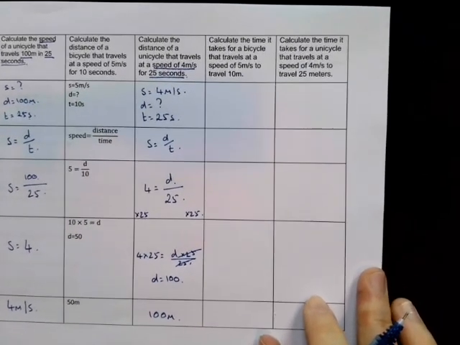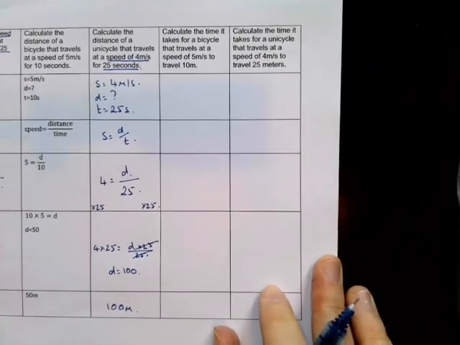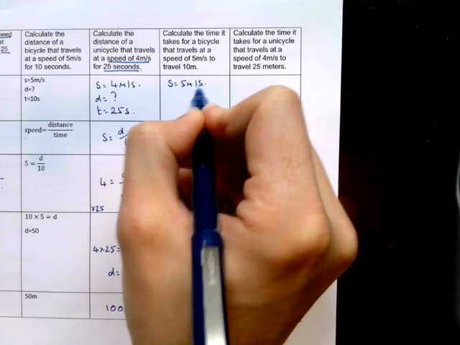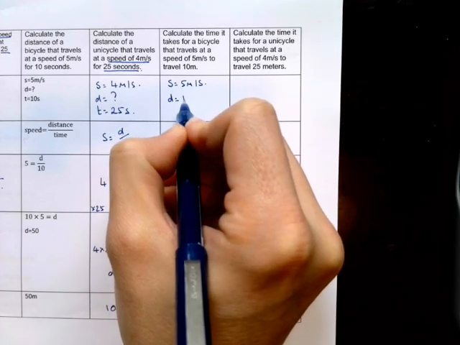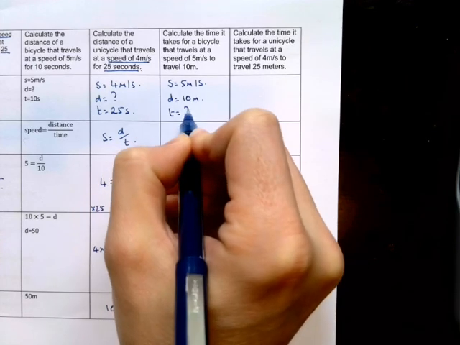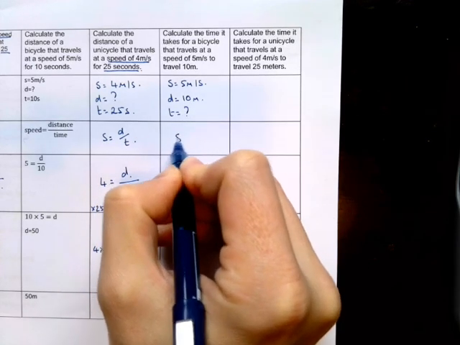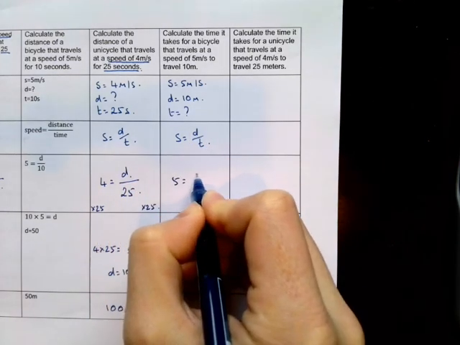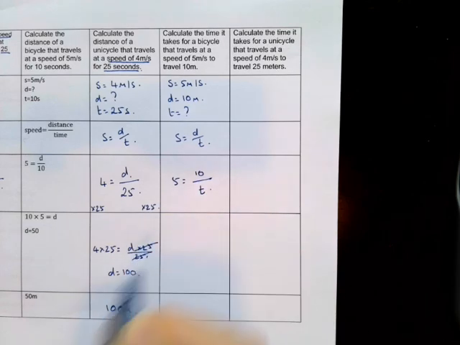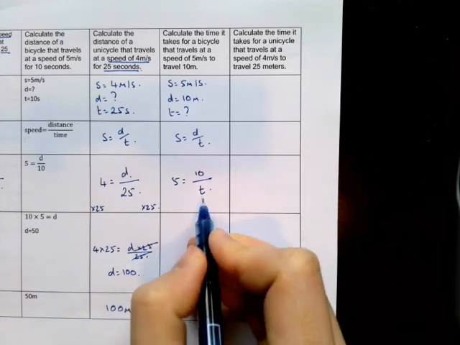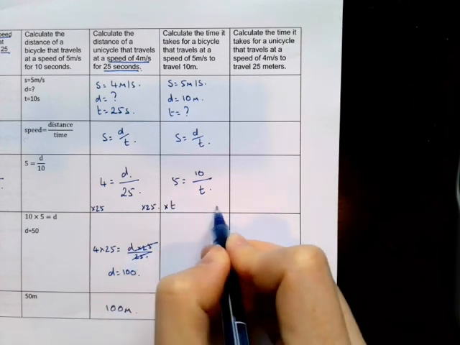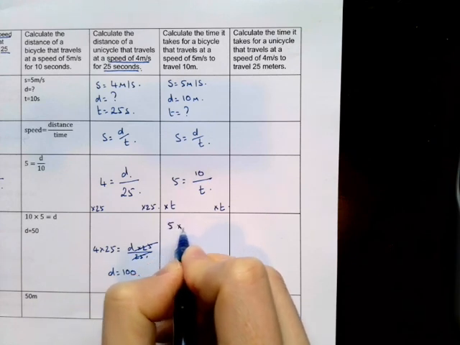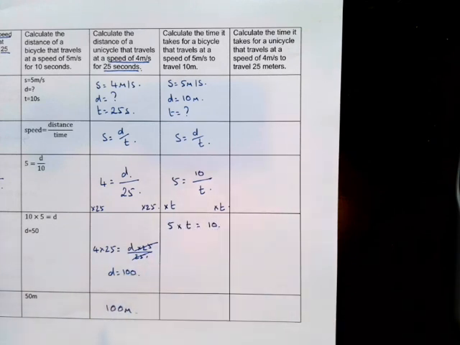Next one. Calculate the time it takes for a bicycle that travels at a speed of 5 meters per second to travel 10 meters. So speed is 5 meters per second. Distance equals 10 meters and time, that's what I want to find. So I have speed equals distance over time. Speed is 5, distance is 10, and time is what I want to know. Now I'm going to rearrange it. So I'm going to times this side by t and this side by t. So I'm going to get 5 times t equals 10.